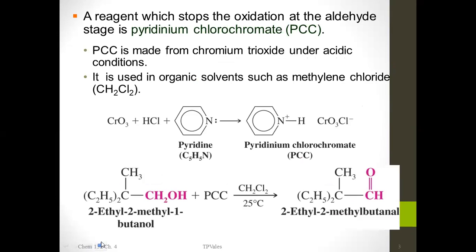So there is a reagent which stops the oxidation at the aldehyde stage. We call this one pyridinium chlorochromate, PCC. PCC is made from chromium trioxide under acidic condition. So chromium trioxide, CrO3, and hydrochloric acid, and you have your pyridine. You prepare your pyridinium chlorochromate from this reaction. And for this reaction, we actually use methylene chloride, an organic solvent, to prepare your pyridinium chlorochromate.